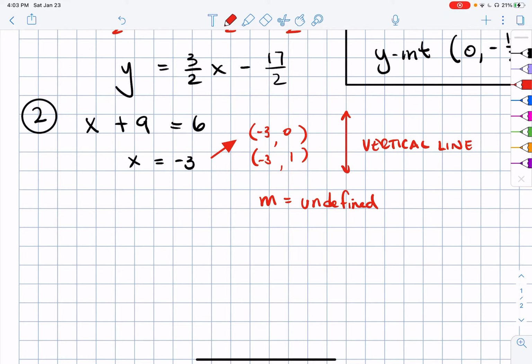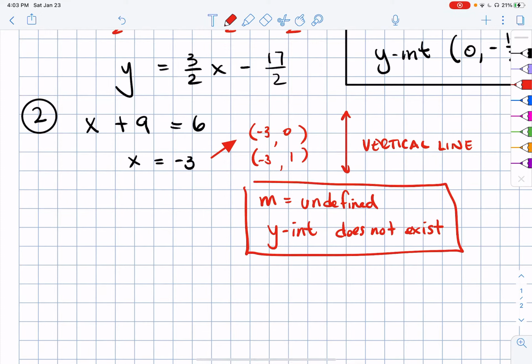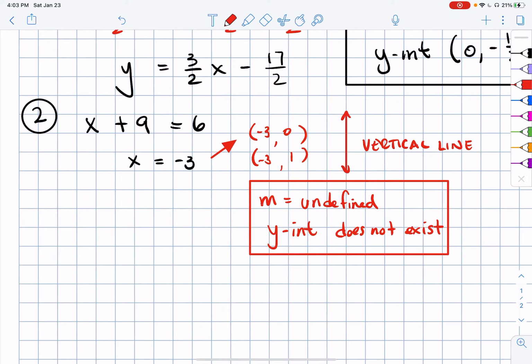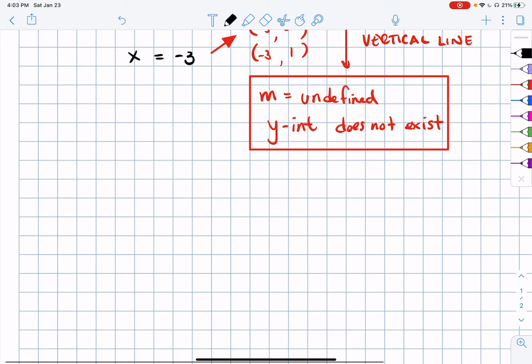And then the y-intercept does not exist because it's not going to cross the y-axis. Okay, let's try that again. And yay. All right, so there goes number 2. And let's move on to number 3.